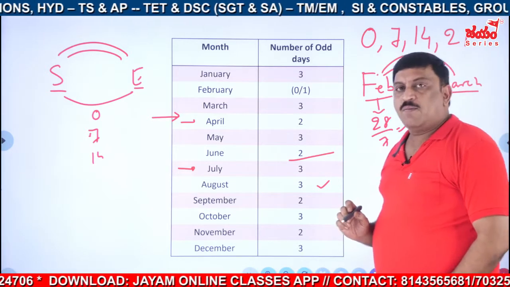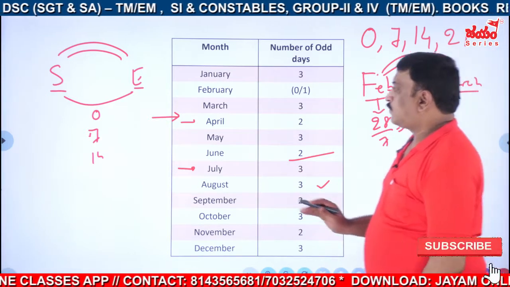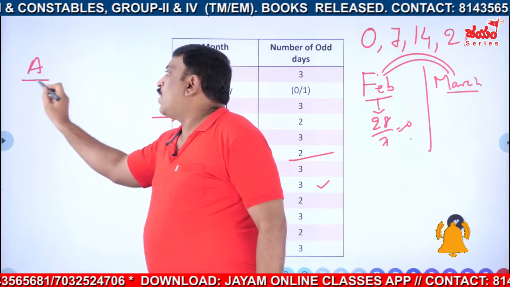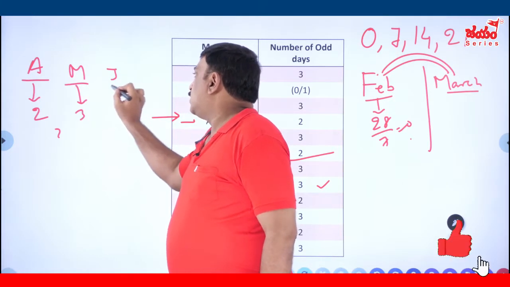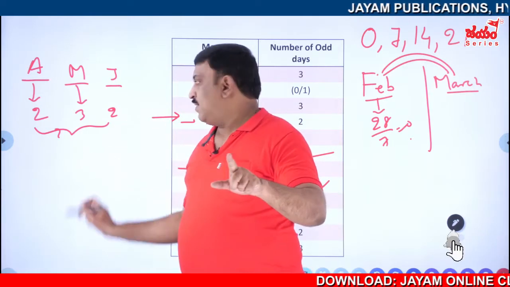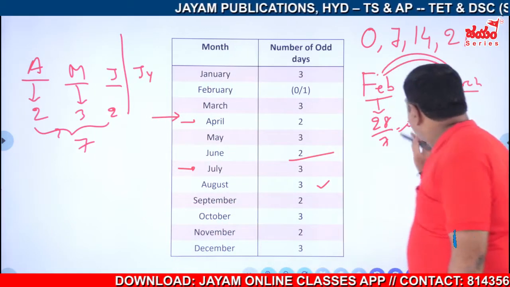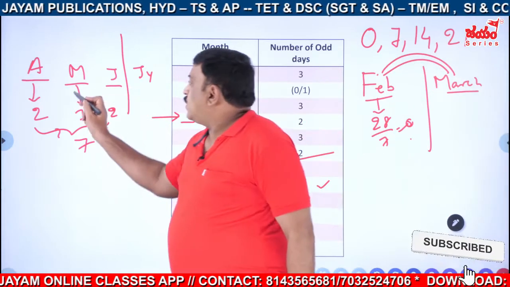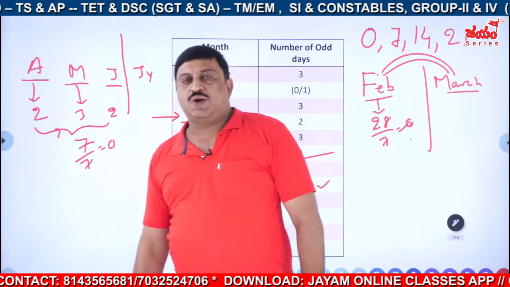Again, I'll make this a little clearer. April, how many odd days? 2. May, 3. June, 2. Since we got 2 plus 3 plus 2, that is 7. 7 odd days are over, which is nothing but 0, just like February with 0 odd days and the next month. In the same way, April, May, June give 7 odd days, so it is 0. Since I got 0, the next month, July, will resemble the same.